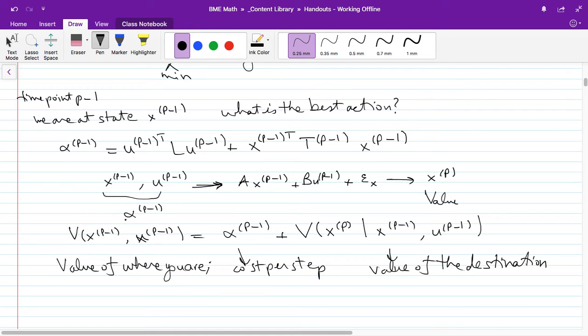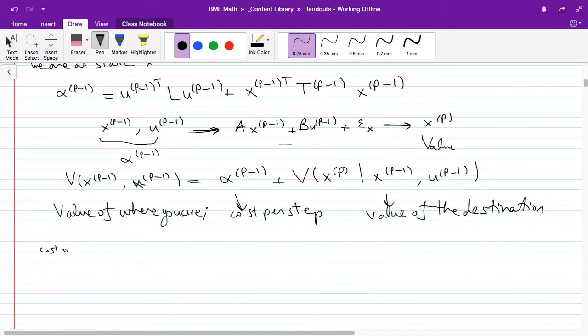So what we want to do at time point p minus 1 is find a motor command that will give us the best combination of cost per step and where it takes us. So there's a value associated with our command. It's going to take us to some location, but there's going to be a cost for performing this action. And what we want to do is generate the command that minimizes this sum. And if we do that, then we will have found the best action to do at time point p minus 1. And the value for that state is going to be the sum of these.